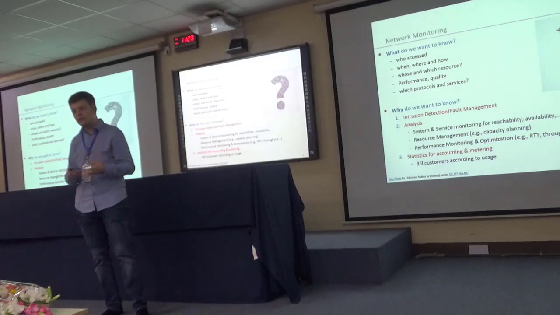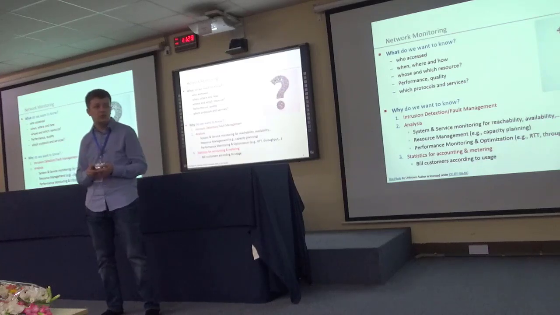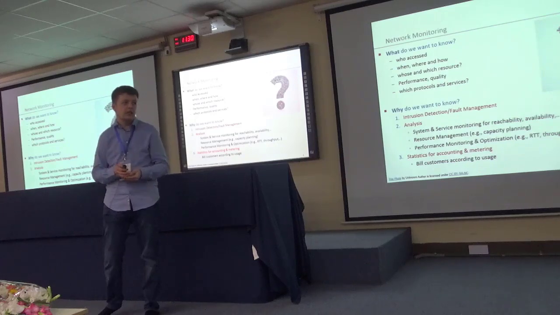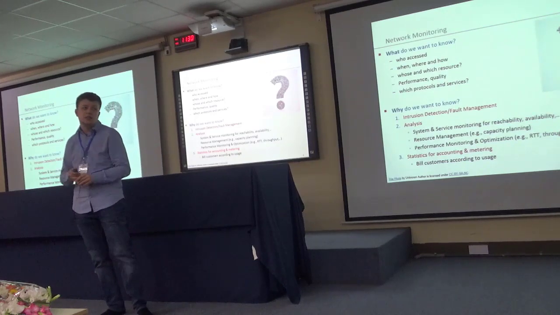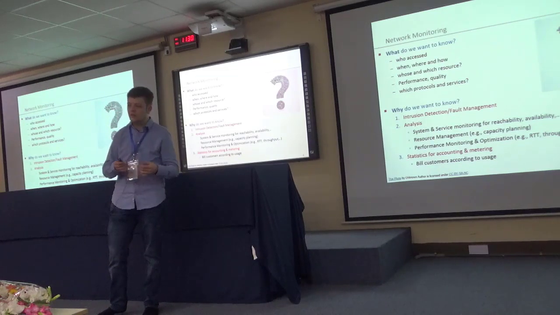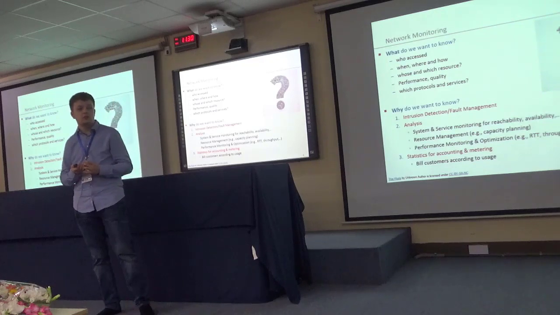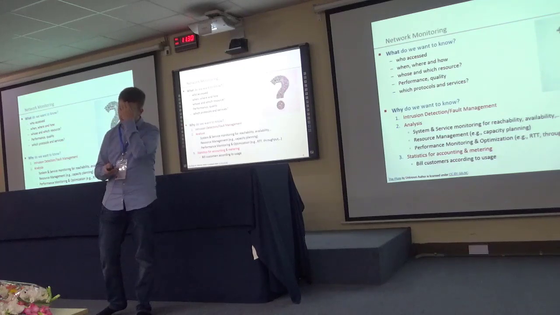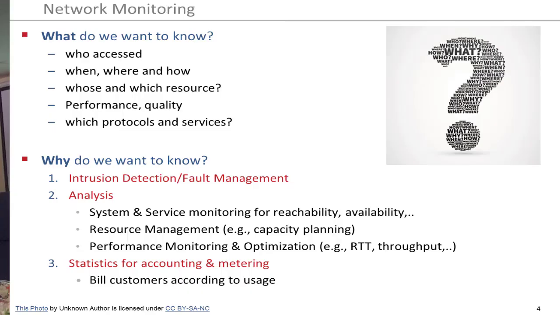And now the question is, why do we want to know all these things? The first one would be intrusion detection and fault management, to see what's happening in our network from the security side. Then of course you can do analysis based on that. You can do monitoring, as I said, for reachability and availability, so that's more from a performance standpoint. You can also do resource management, so to plan the resources, how much resources do you need to allocate, how many services are requested and what capacity. And also performance monitoring and optimization. So while the network is operating, you can optimize flows, optimize performance basically.